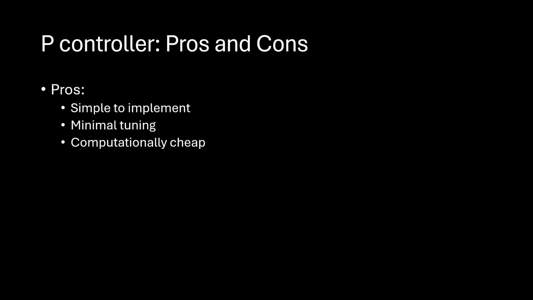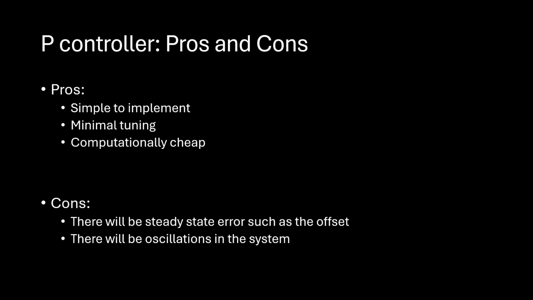Okay, the pros and the cons of proportional control. The pros are it's very simple to implement because you're just doing a simple multiplication of the error, very minimal tuning and quite easy to tune too. It's also computationally cheap because you're just multiplying. That's it. Okay, the cons. There will be steady state errors such as an offset, and overshoot in the transient response, but you will have those kinds of errors present in your signal.